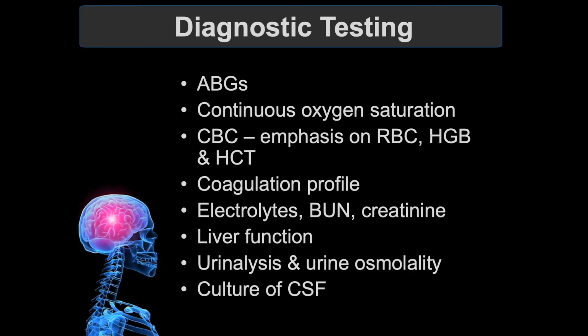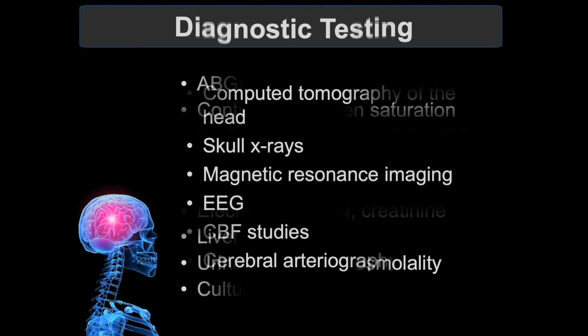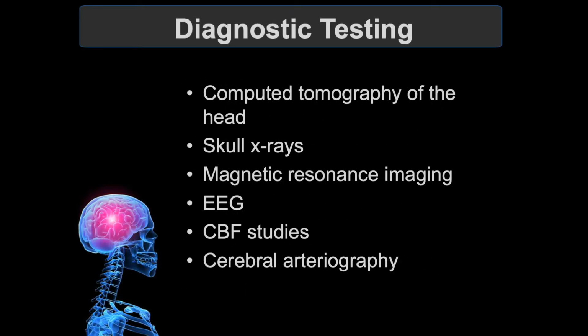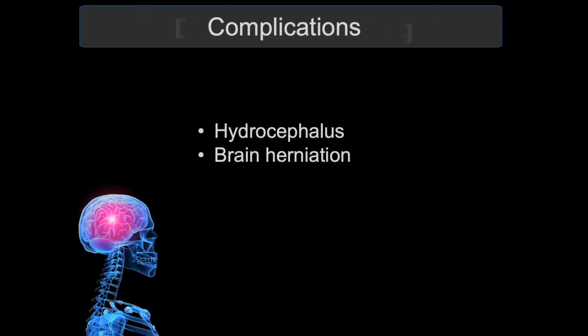with increased intracranial pressure. Further, diagnosis of IC bleed can be confirmed with computerized tomography of the head, skull x-rays, and magnetic resonance imaging. An EEG can determine if there are any seizures associated with the injury, and cerebral blood flow studies and cerebral arteriography can determine if there are any deviations in blood flow to the neurons. Complications are very serious and can include very deadly hydrocephalus and brain herniation.